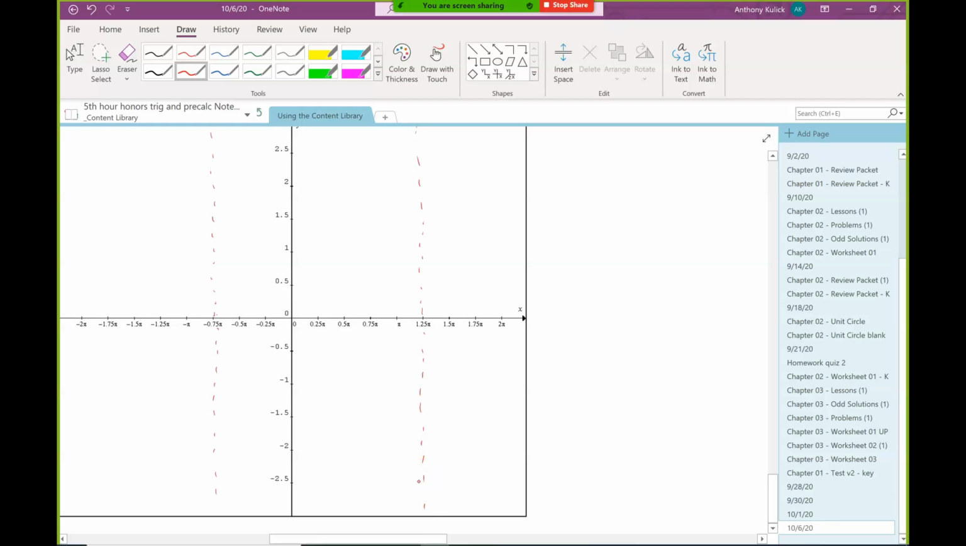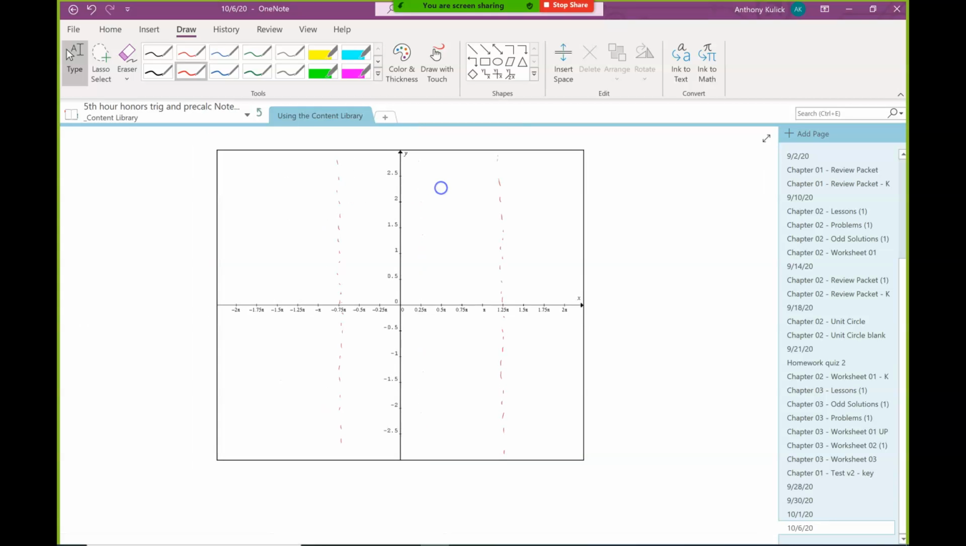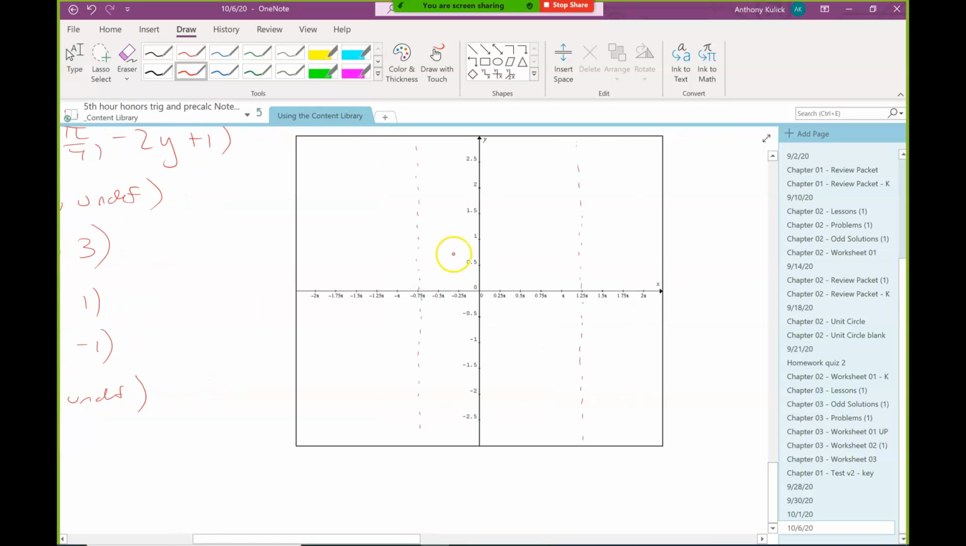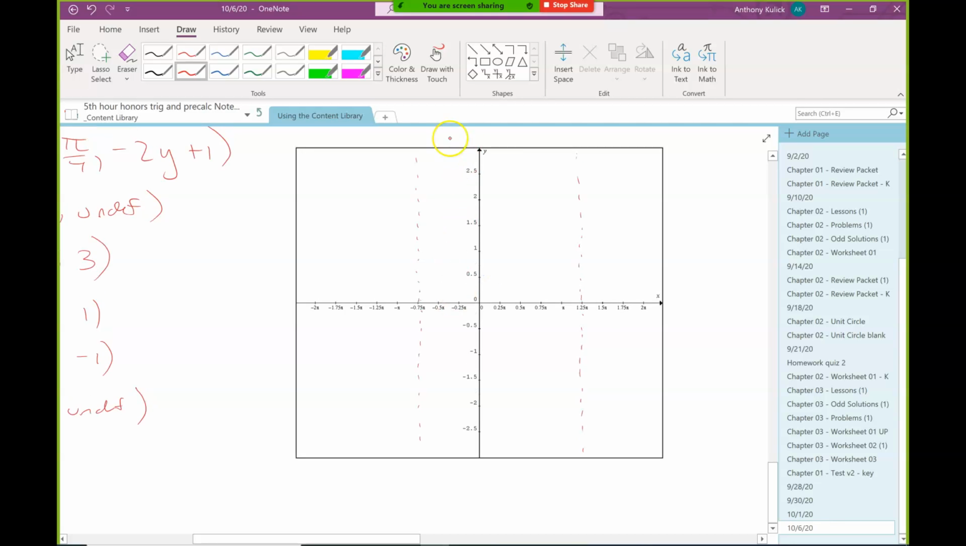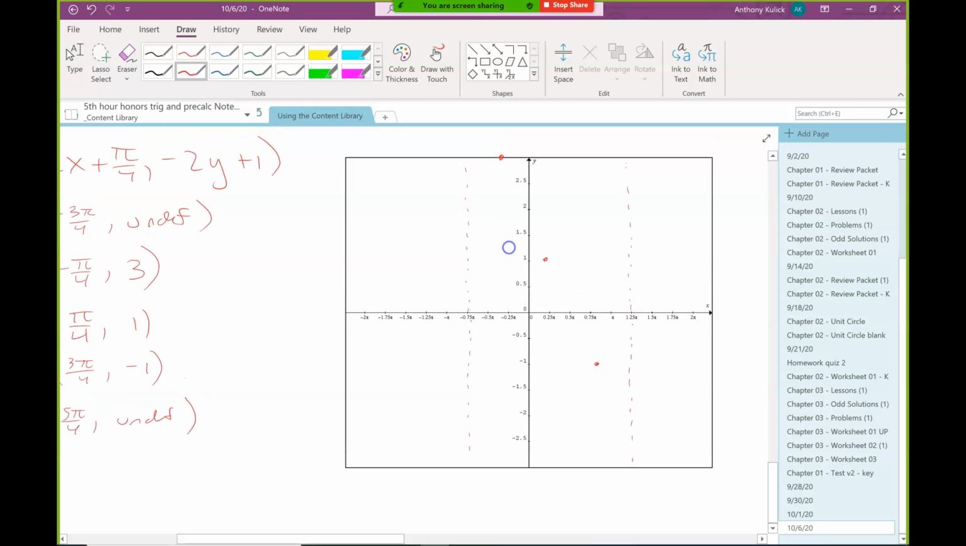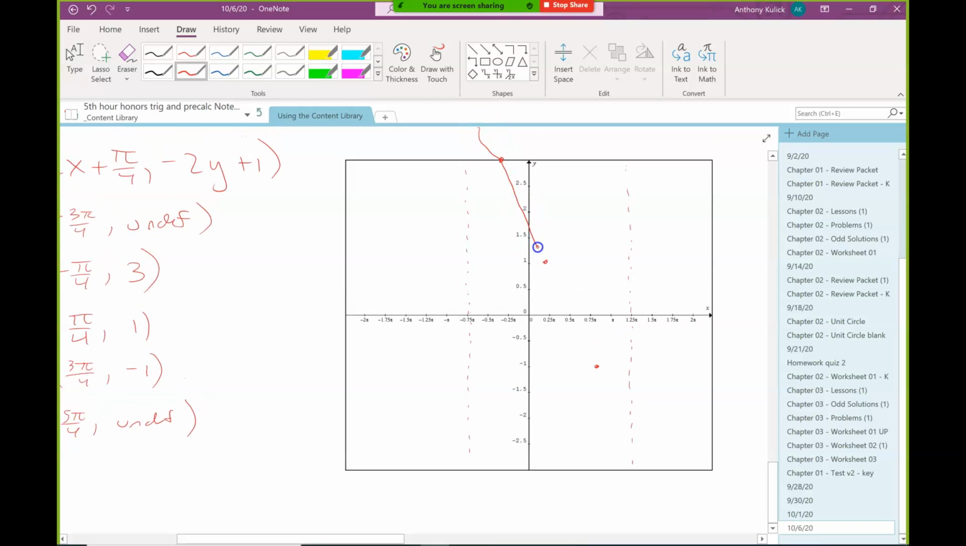So those are my asymptotes. Everybody's okay there? And now we'll plot the rest of them. So I have -1/4 and 3. And then I have +1/4 and 1. And I have +3/4 and -1. So it looks kind of like that.